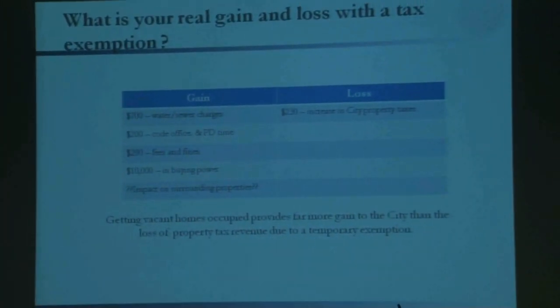Getting vacant properties occupied has a far greater gain than the loss of property tax revenue due to temporary exemption. And it's not really a loss, it's just a lack of gain, because you're still staying at the same level you were prior to the investment.